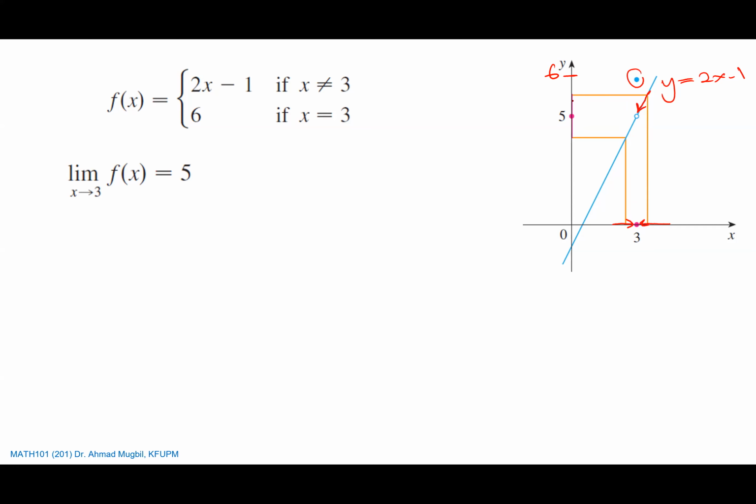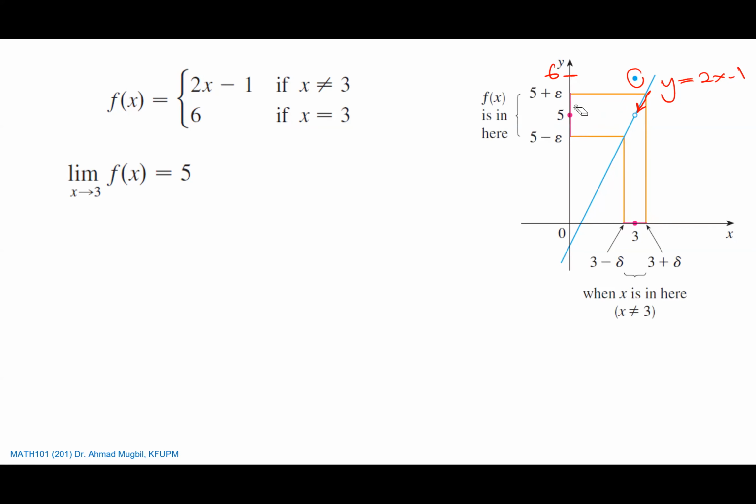So this interval, we will call it the epsilon interval, and this is the delta interval. In fact, your function will stay within 5 plus a small number, like 5.1, and 4.9. This epsilon that we wrote here is a Greek letter that means a small positive number. And according to that, your delta here will be 3 plus something small or 3 minus something small.